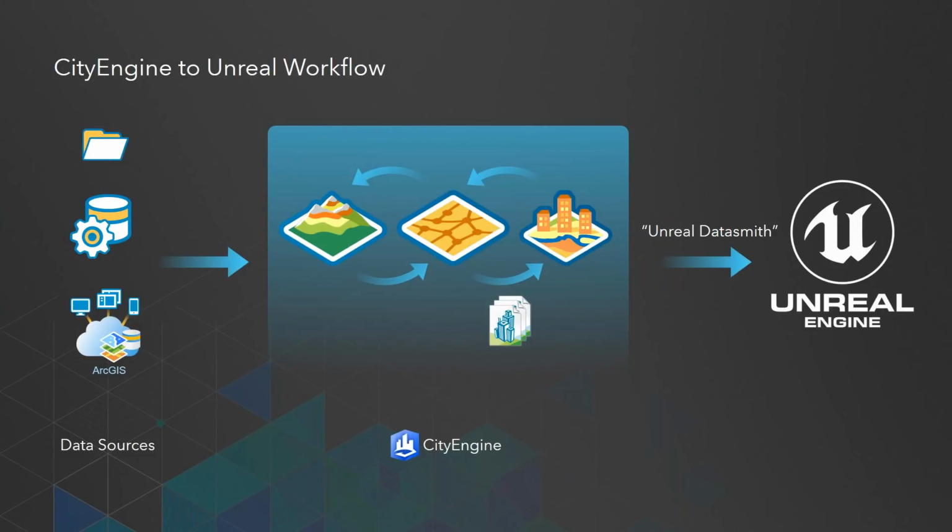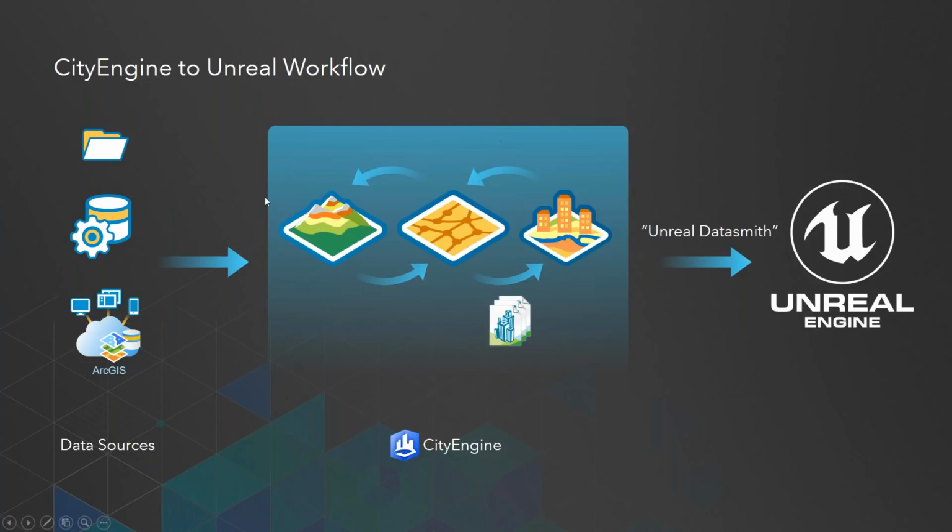So this is basically how the Unreal workflow looks like. It's kind of a common CityEngine workflow with just a new exporter on the right-hand side here. On the left-hand side, you usually start with your data sources. You have maybe shapefiles, file geodatabases from Esri, or you have OpenStreetMap data, or maybe data from our ArcGIS cloud service, or many different other sources.